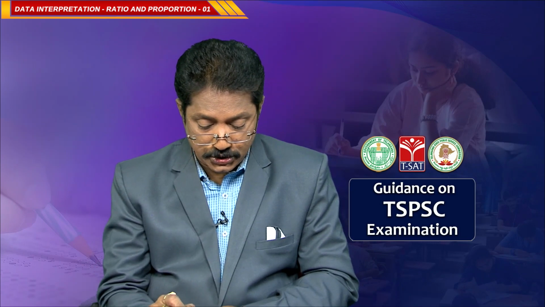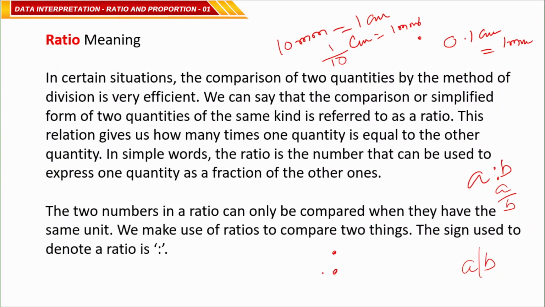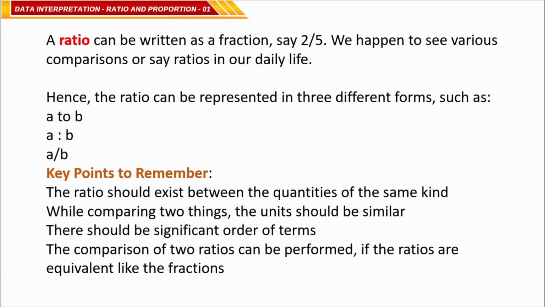This simply is the symbol. Okay. Now, a ratio can be written as a fraction, say 2 by 5. We happen to see various comparisons, fractions, or ratios in our daily life. For example, A to B. A to B is simply as we can say A is to B.